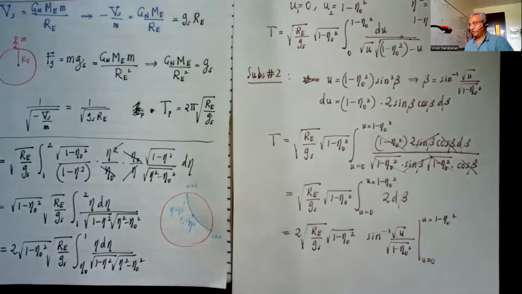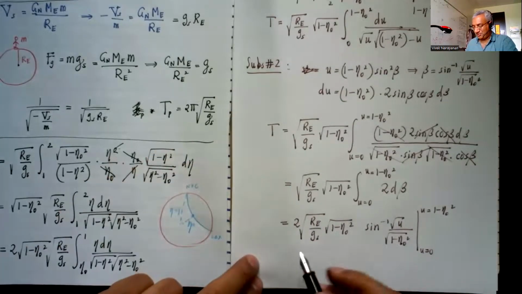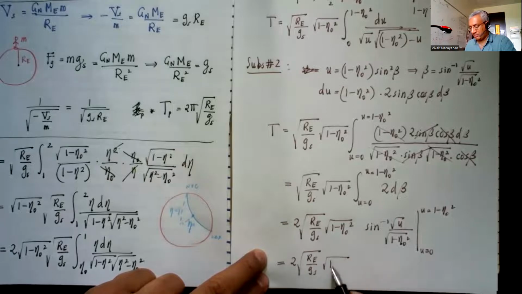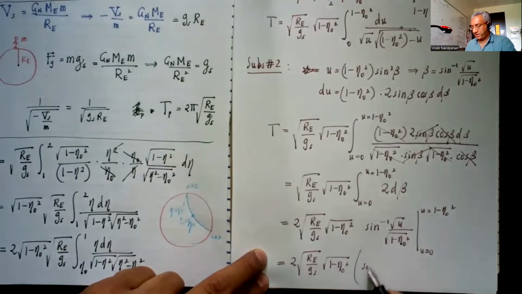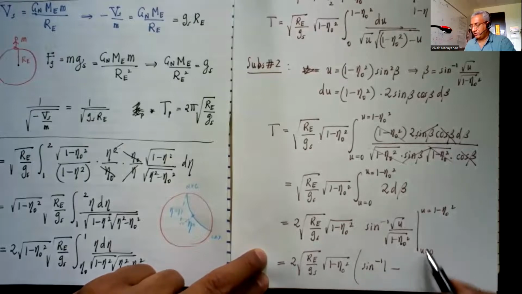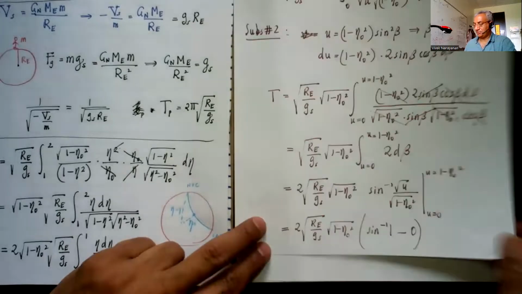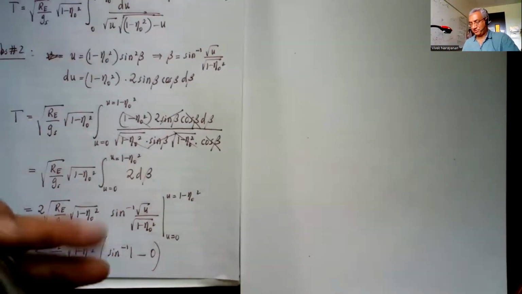So at long last, we are there. This was a long integral, but all the integral steps were fairly elementary. So this gives me 2 root r sub e over g sub s, root 1 minus eta naught squared, upper limit. When I put u equals 1 minus eta naught squared, that cancels with that, so I'm simply going to get sine inverse 1. And when u equals 0, that's just 0. So that's just pi over 2, because sine inverse 1 is pi over 2. So at the end of the day, we are getting an integral that looks fairly decent, having factors like pi.